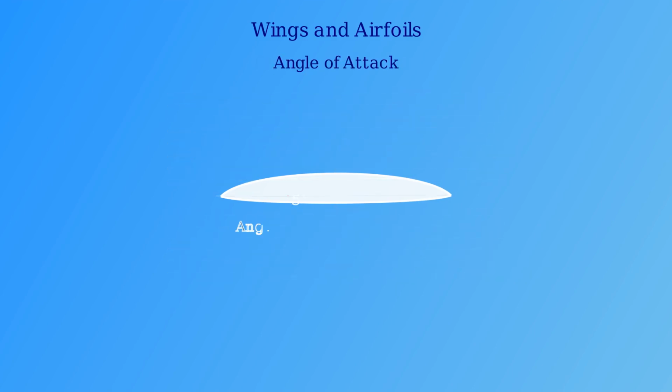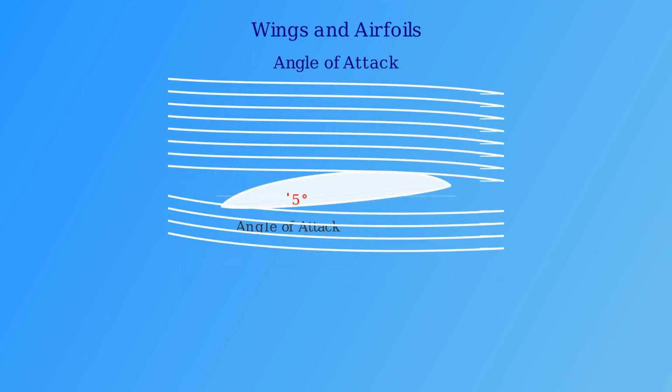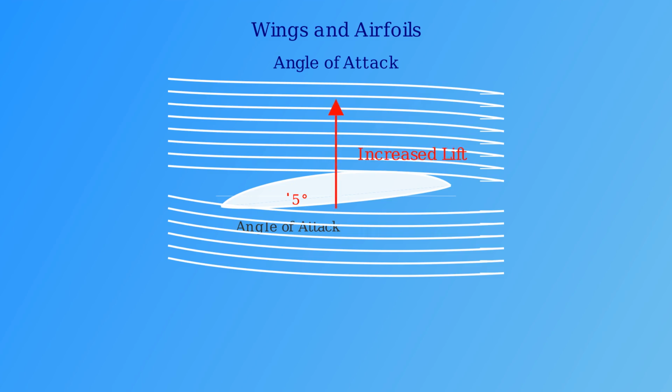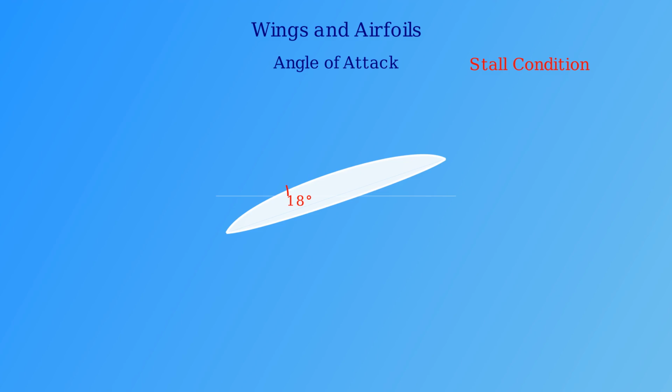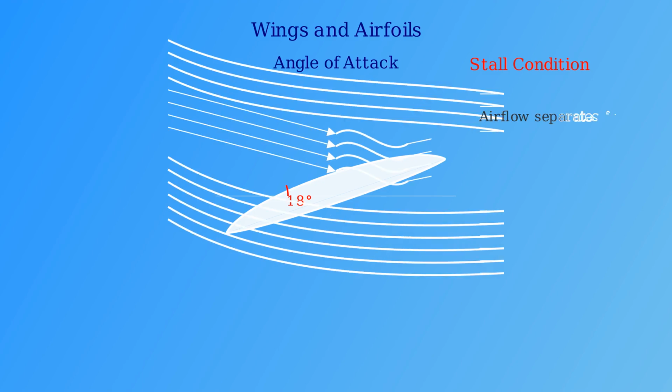The angle at which the wing meets the oncoming air is called the angle of attack. Increasing this angle generally increases lift, as it creates a greater pressure difference between the upper and lower surfaces. However, if the angle of attack becomes too steep, around 15 to 20 degrees, the smooth airflow can no longer follow the wing's upper surface. This causes the airflow to separate from the wing surface, creating turbulence and a dangerous condition called a stall. During a stall, lift suddenly decreases, which can cause the aircraft to lose altitude rapidly if not corrected.